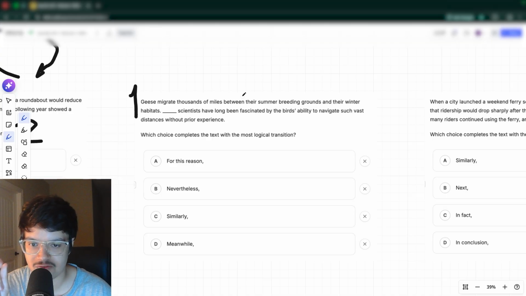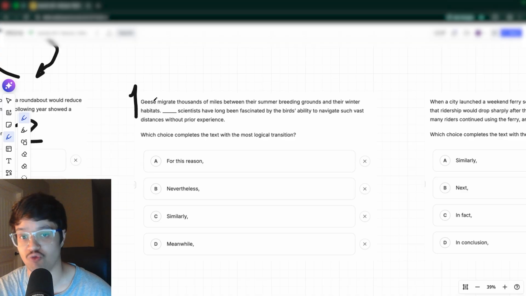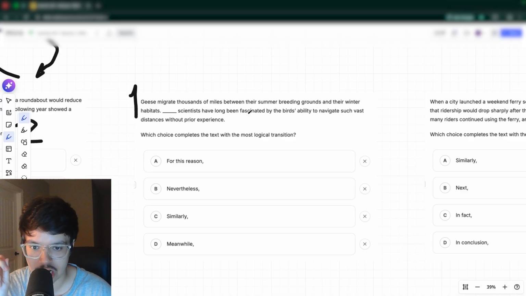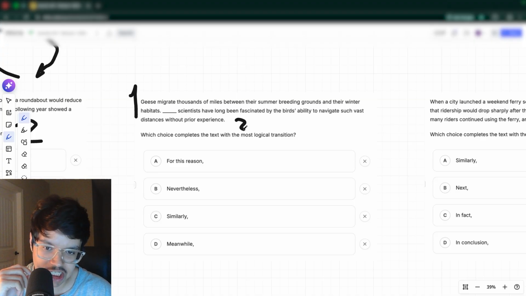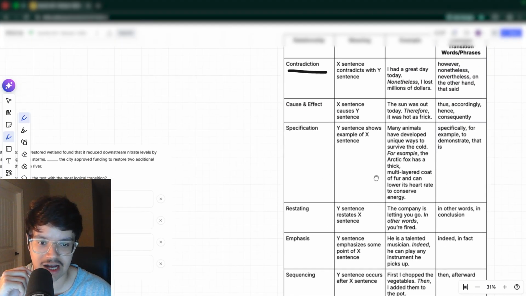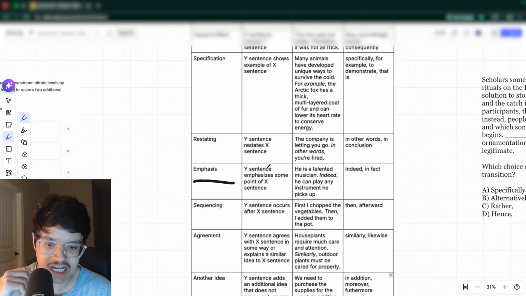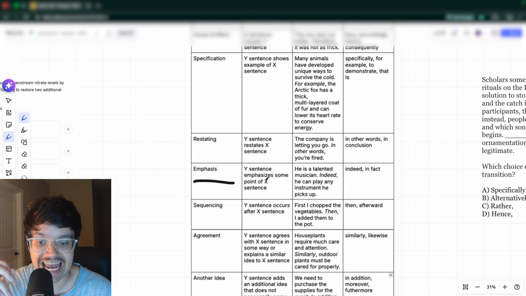Geese migrate thousands of miles between their summer breeding grounds and their winter habitats. Okay, so geese are traveling really far between where they are in the summer and where they are in the winter. Blank, scientists have long been fascinated by the bird's ability to navigate such vast distances without prior experiences. So the scientists think it's amazing how they can go all this way without any kind of prior experience of doing it. They just are built with this ability.